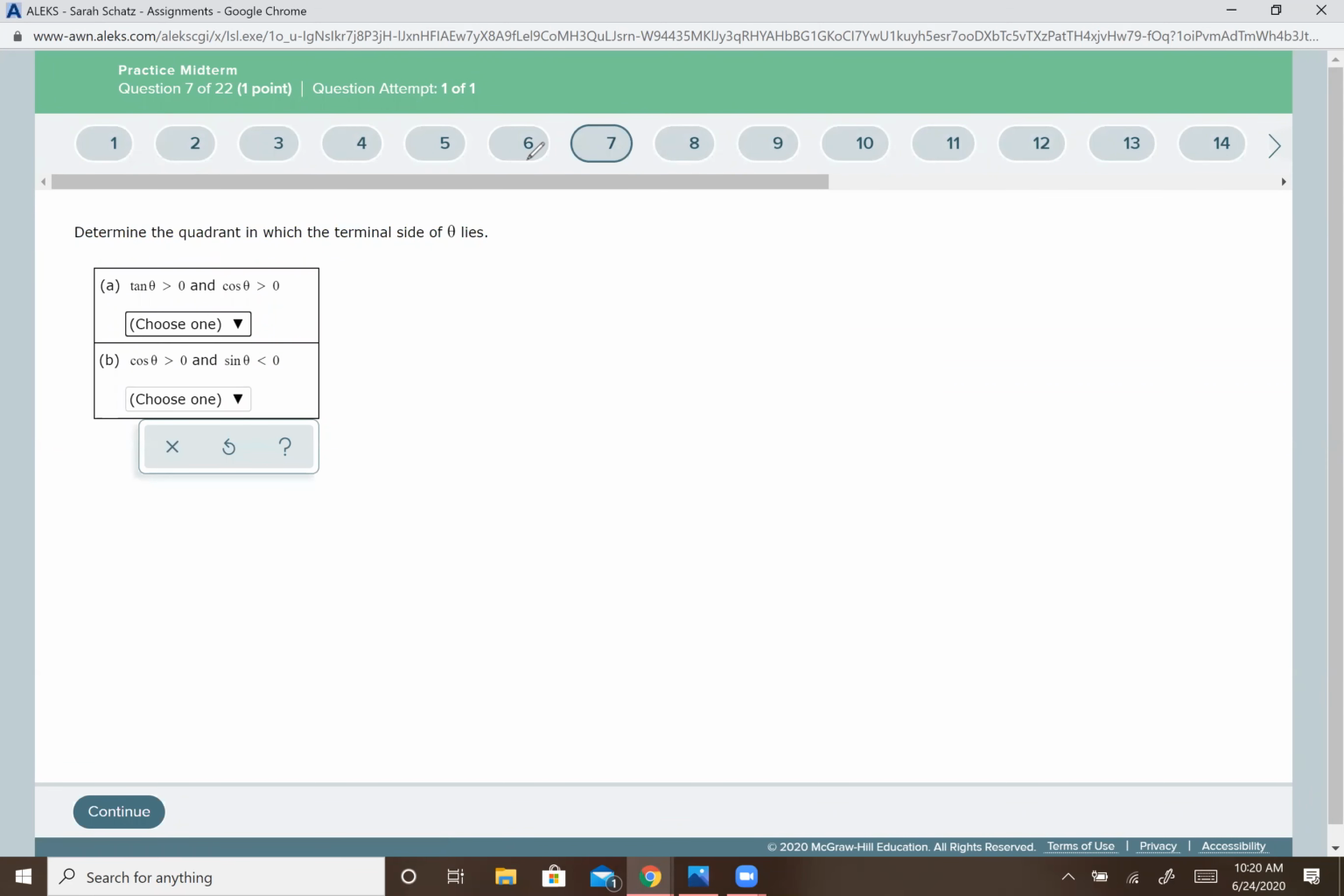All right, so determine the quadrant in which the terminal side of theta lies. So on this one, we're thinking about that graph of the quadrants, or you can be looking at your unit circle, and that would help you also. I know that for each quadrant, there's a certain set of trig functions that are positive.